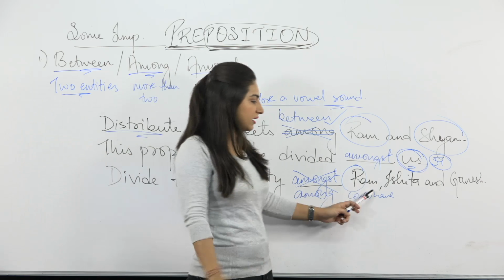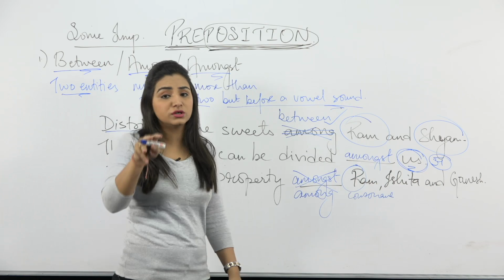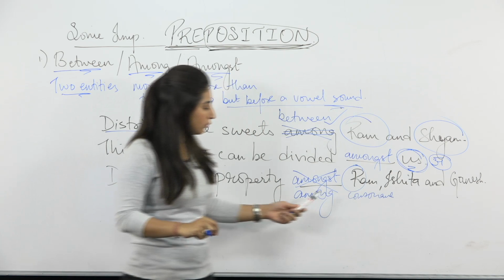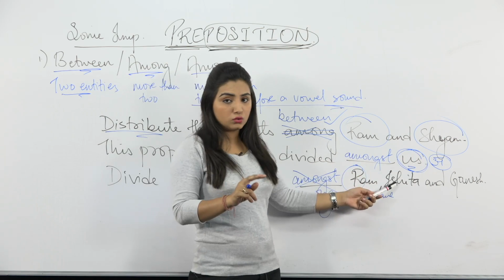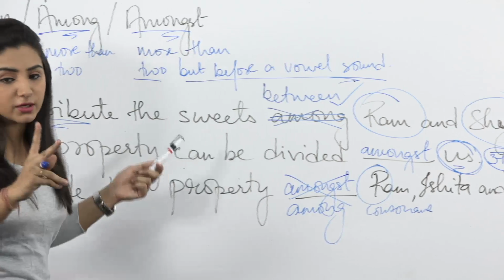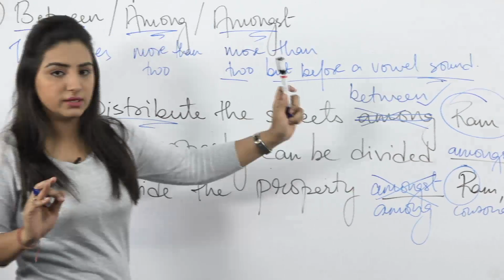What do we have now? Ram, Ishita and Ganesh. We have three entities. That is more than two. When we have more than two and a consonant sound, we place among. We have more than two, we have a vowel sound, we'll write amongst. And when we have only two entities, in that case, we'll use between, right?